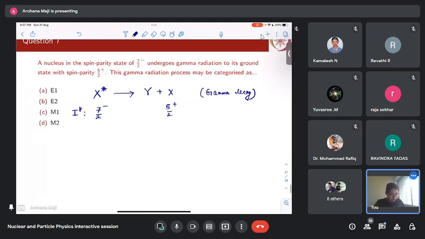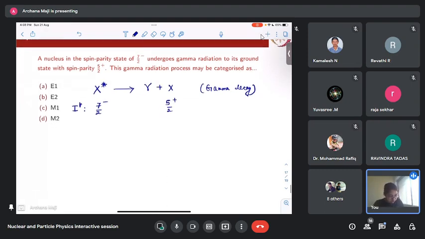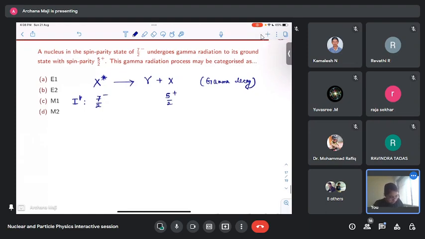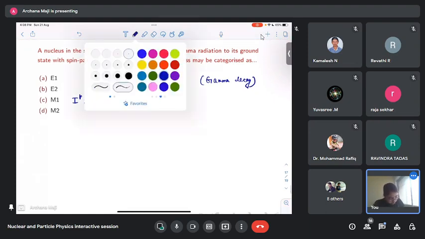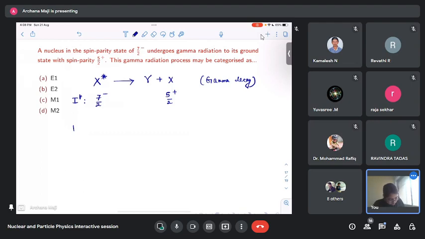So here there is a change in parity. So let us do parity conservation again.